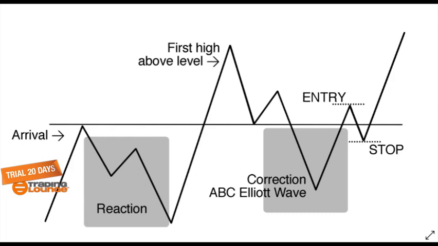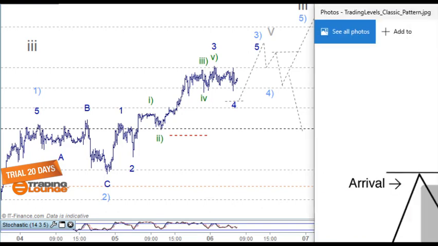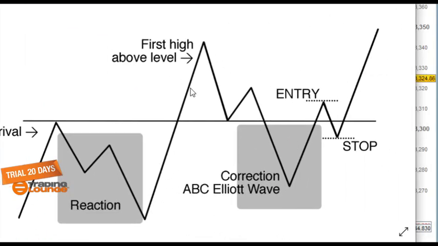We haven't pushed up above there yet. So we're here, we've got the arrival, we've had our reaction here, and we're looking for that first high above the level, and then we're looking for the ABC pattern. So that would be here, the first high above the level, which will be in 5 waves, and then an ABC pattern here, and we take this high to go long, and then we can bring it down to this one.